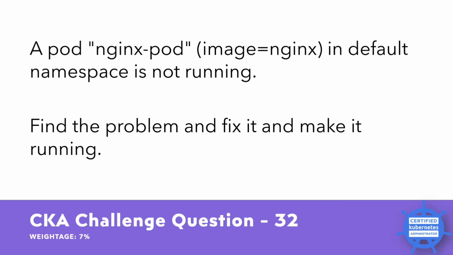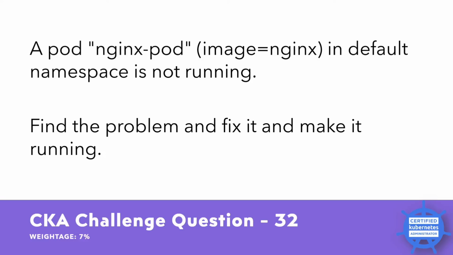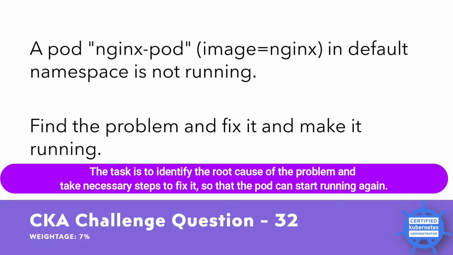Specifically, it asks you to identify and fix an issue with a pod named nginx-pod that is supposed to be running the nginx image. The pod is expected to be in the default namespace, which is a built-in Kubernetes namespace that contains resources created without a namespace specification. However, the pod is currently not running, which means there is an issue that needs to be resolved. The task is to identify the root cause of the problem and take the necessary steps to fix it so that the pod can start running again.